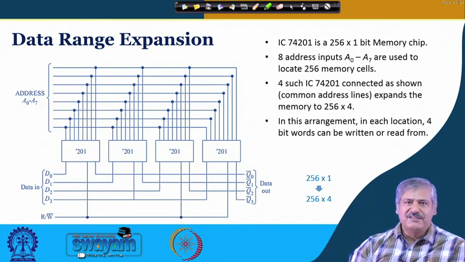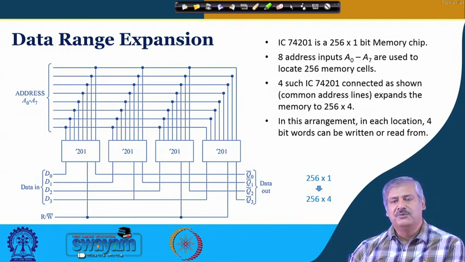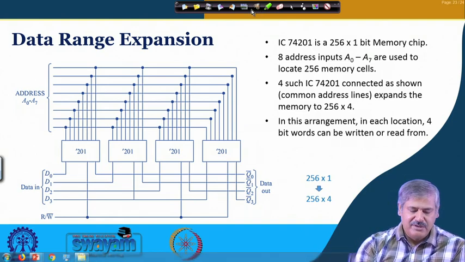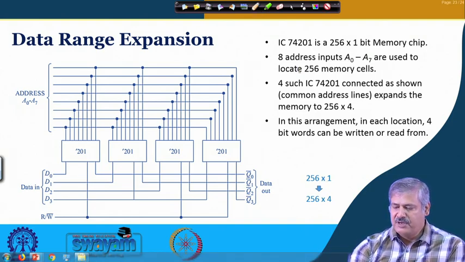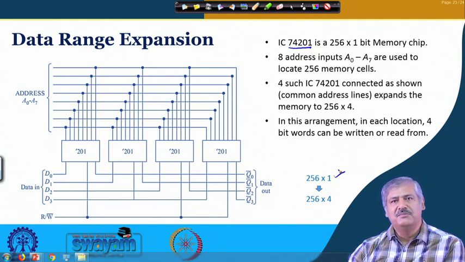Coming to data range expansion. The number of address bits remains the same, and we want to increase the data bits. Here is an example. 74IC74201 is a 256 cross 1 memory IC. That means 256 addresses are there, and in each address location only 1 bit of information can be stored.